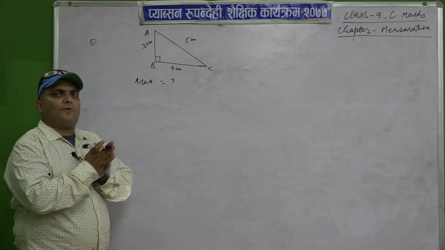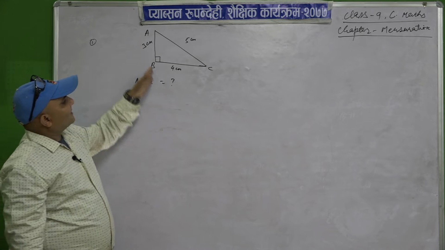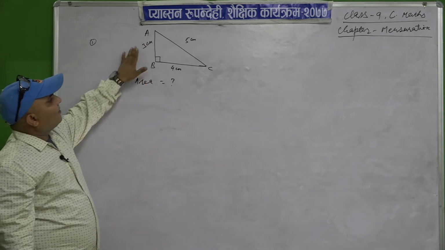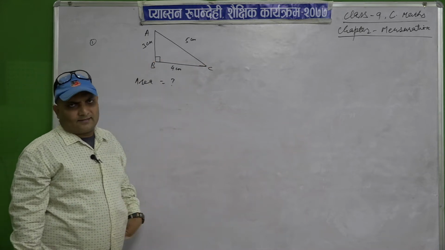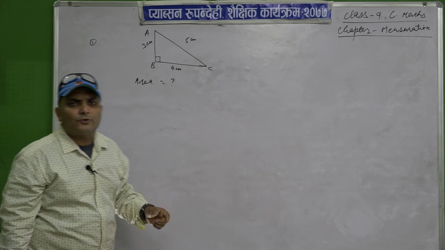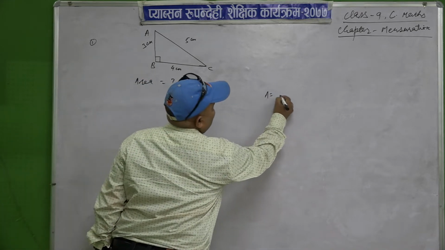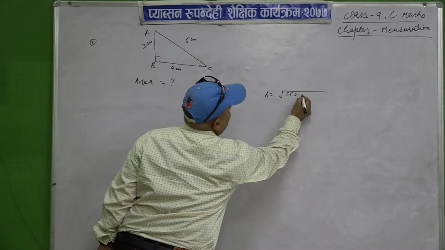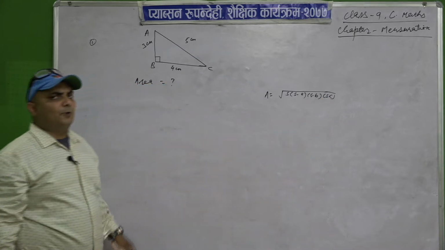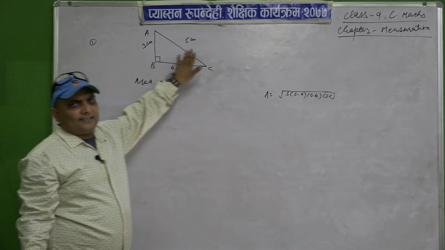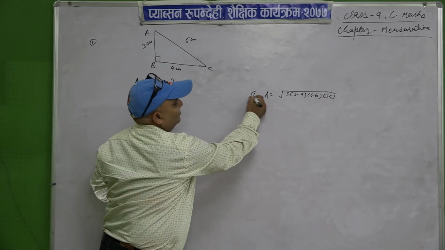I think we have remembered all the formulas which we have derived up to yesterday's class. So this is a right angle triangle, and all sides are given. Now we have to find out the area. So which formula do we use? One formula is A is equal to under root S into S minus A, S minus B and S minus C. We can use this formula because all three sides are given. This formula is used when all sides are given.